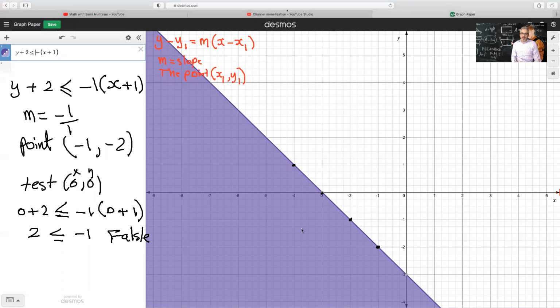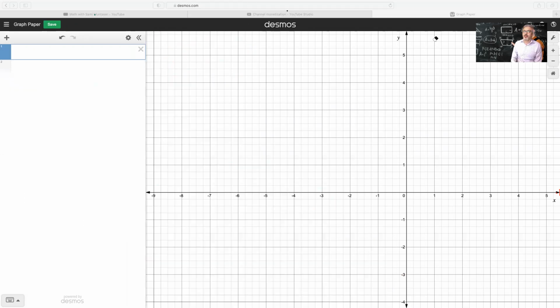And here is how the graph looks. That's your shading underneath the line, as we found out right here. So this is how your line looks. We'll do one more, just because there's a little thing that you should know. So here's one more. How about if we have y is less than negative 2x.